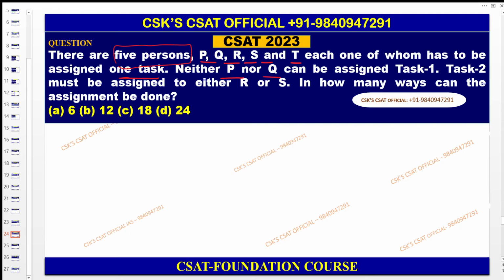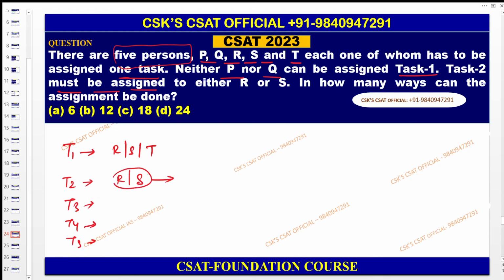Neither P nor Q can be assigned task 1. So therefore, task 1 can be assigned to whom? R, S, or T. Task 2 must compulsorily be assigned to either R or S. Now, tasks 3, 4, 5. Task 2 can be completed by any of them. Two people are there, among these 2 people one can pick task 2. So therefore 2 here.